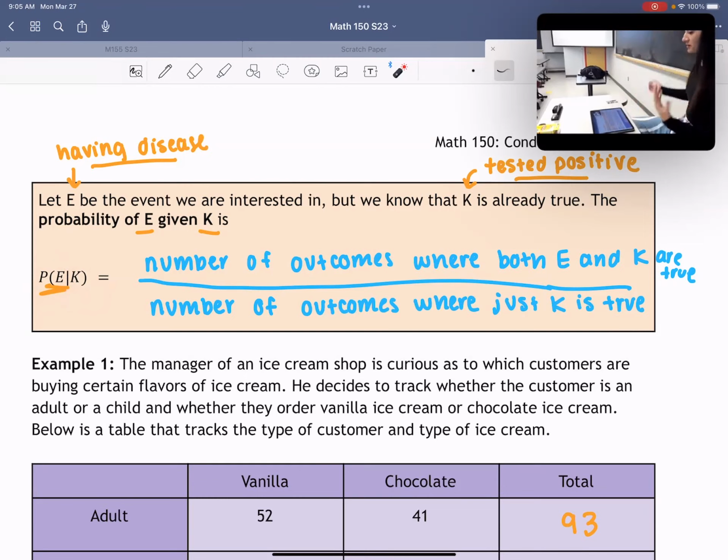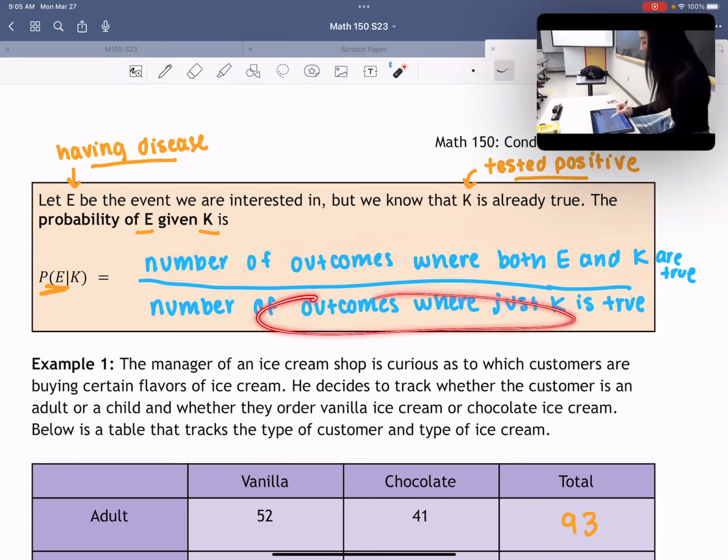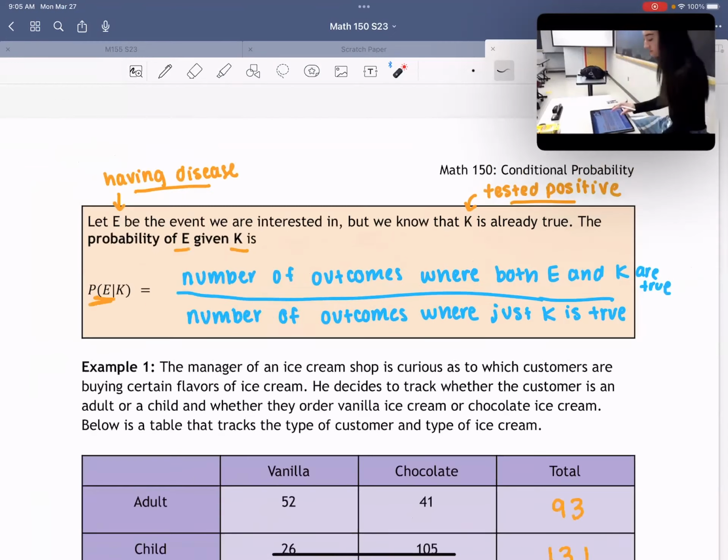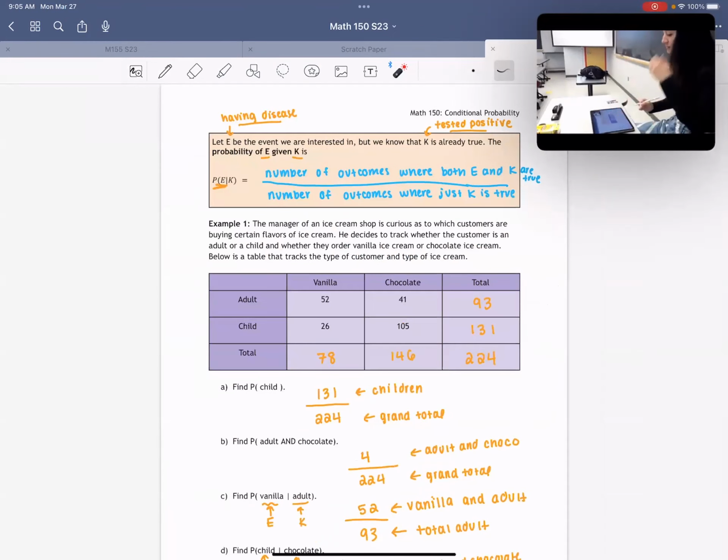And our formula is the number on top is going to be where both E and K are true, and the number on the bottom is where just K is true. So we basically count the number of things where both of them are true and put it over counting the number of things where just the given thing is true. Okay, we did a couple examples with these things called two-way tables, where we just had to figure out what number went on top and what number went on the bottom.